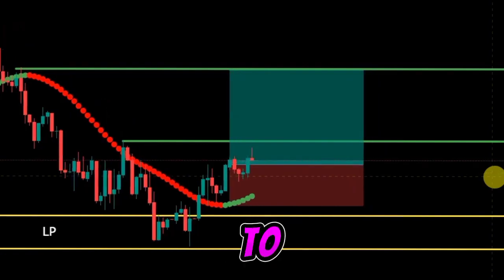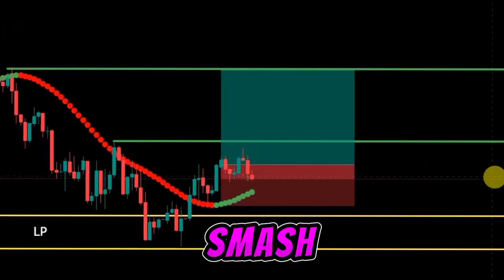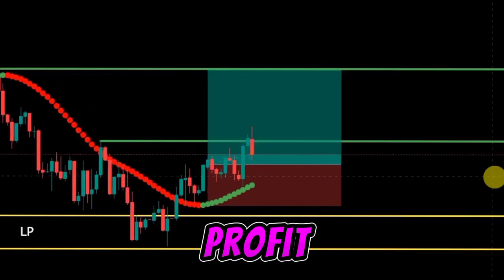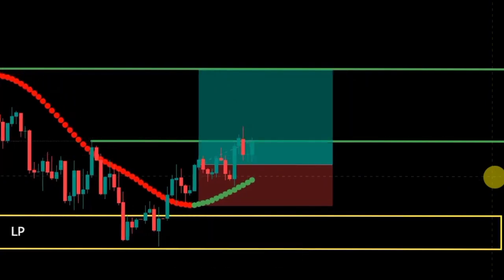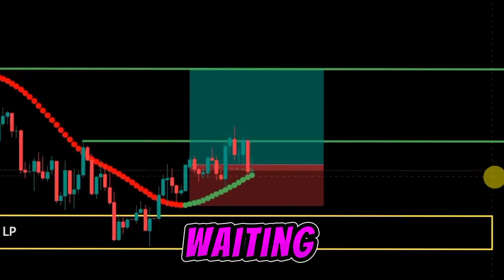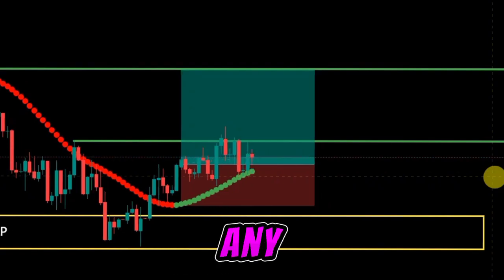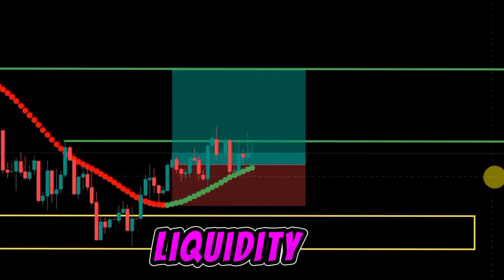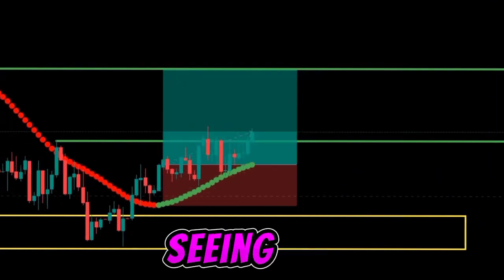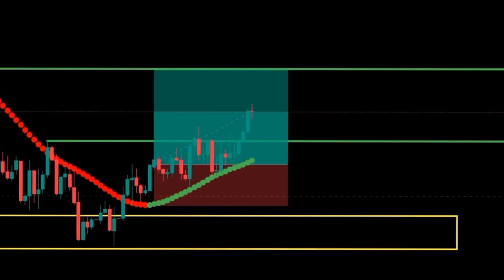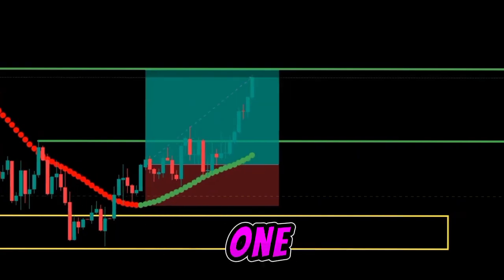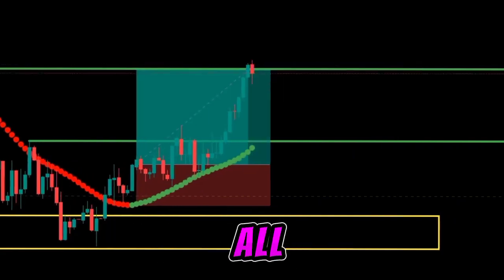So we are still going, the trade is still on. Any moment from now we should smash take profit 1. Take profit 1 smashed. So the next take profit waiting to be smashed should be take profit 2. We have a lot of liquidity around take profit 1, that's why you're seeing a lot of consolidation there. So we are done with take profit 1, straight to take profit 2. It's all about liquidity, guys.